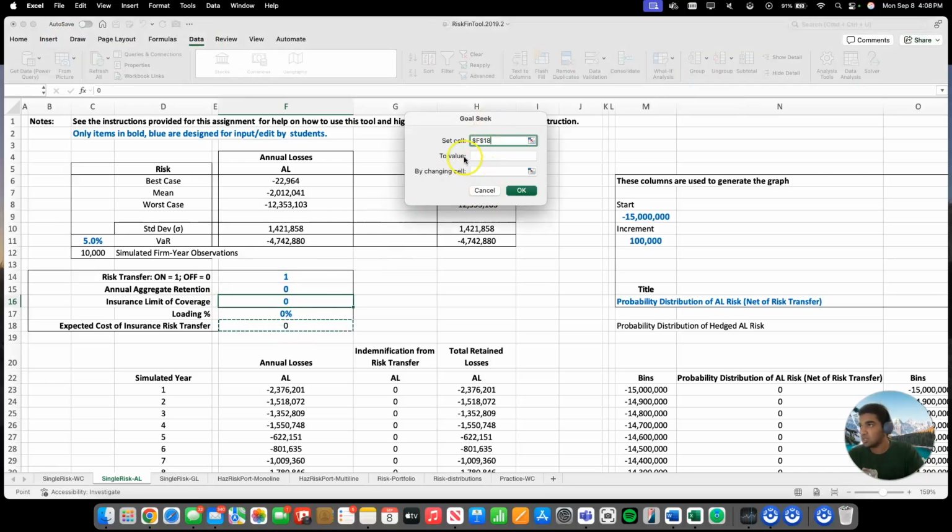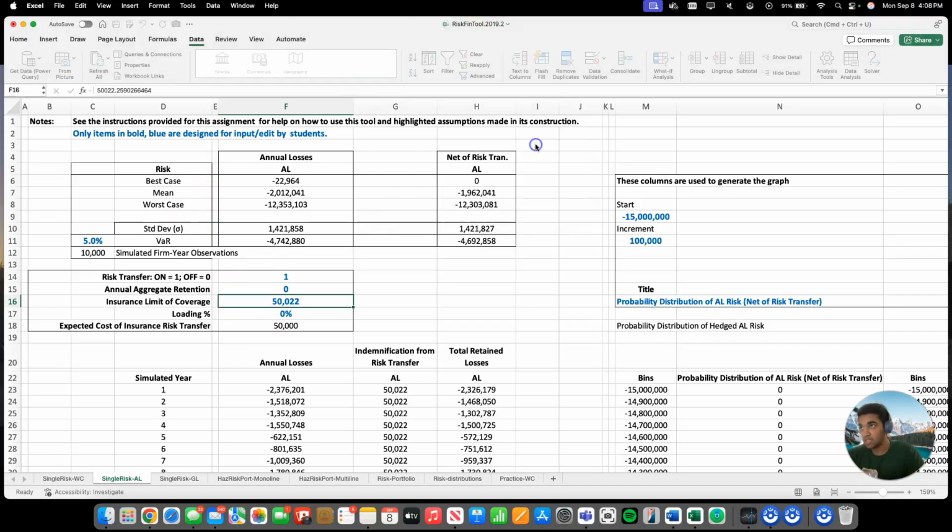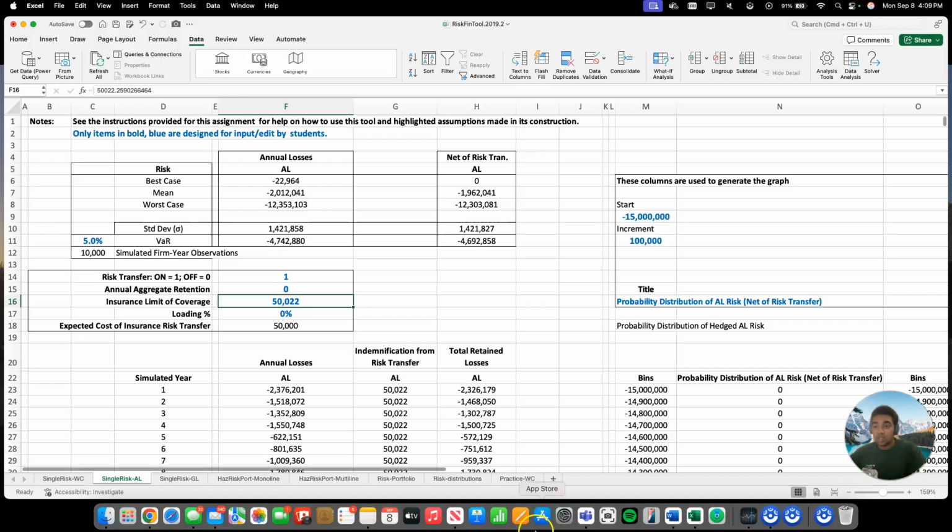We're going to change this to 50,000. I'm going to put a comma in there. We're going to change this cell. How much can we get for 50,000? And as you can see, we can get 50,022. So just a tiny bit more than the actual 50,000 budget. That's your correct answer for the best case. So that is one of the solutions.